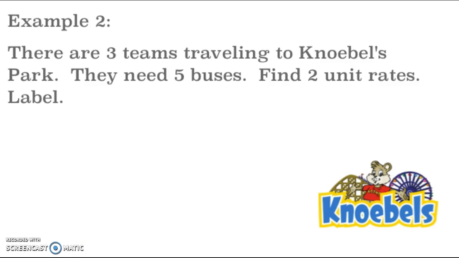This would be a great one for you to try on your own. So again, there are 3 teams traveling to Knoebel's Park. The Cougars, the Timber Rattlers, and the Cardinals. They need 5 buses. I want you to find 2 unit rates and label. So again, we need to figure out what the units are that we're comparing. Looks like we're looking at teams and buses. So we could do 3 divided by 5. That would give us the teams divided by the buses.